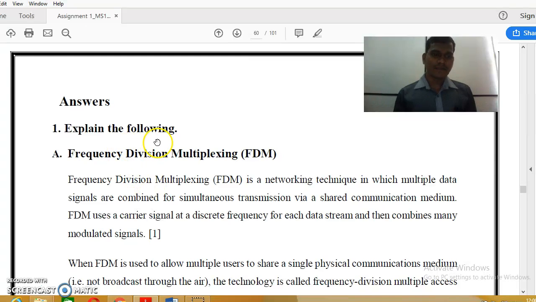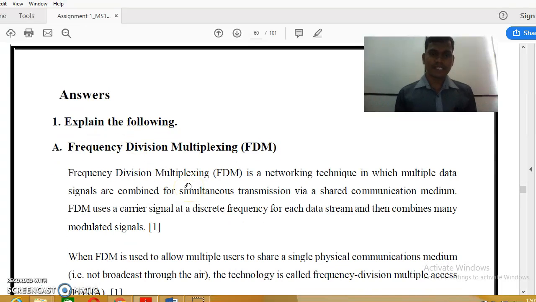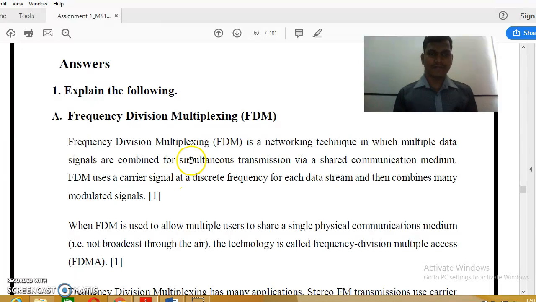Explain the following. A. Frequency division multiplexing. Frequency division multiplexing is a networking technique in which multiple data signals are combined for simultaneous transmission via a shared communication medium. FDM uses a carrier signal at a discrete frequency for each data stream and then combines many modulated signals.